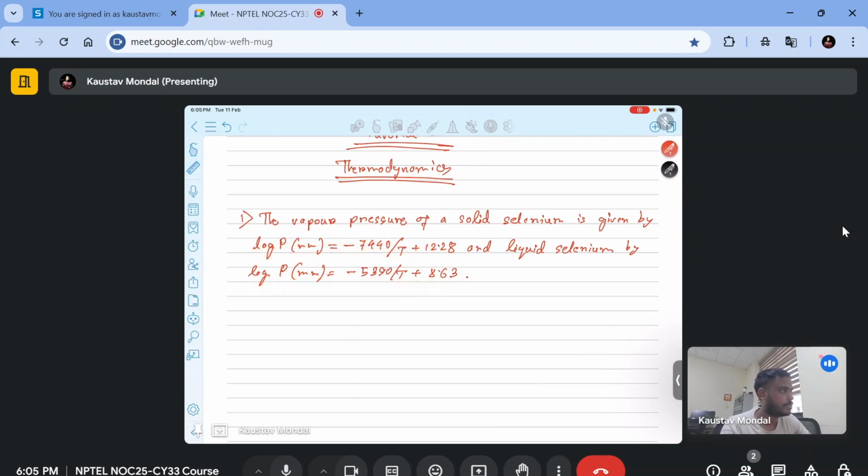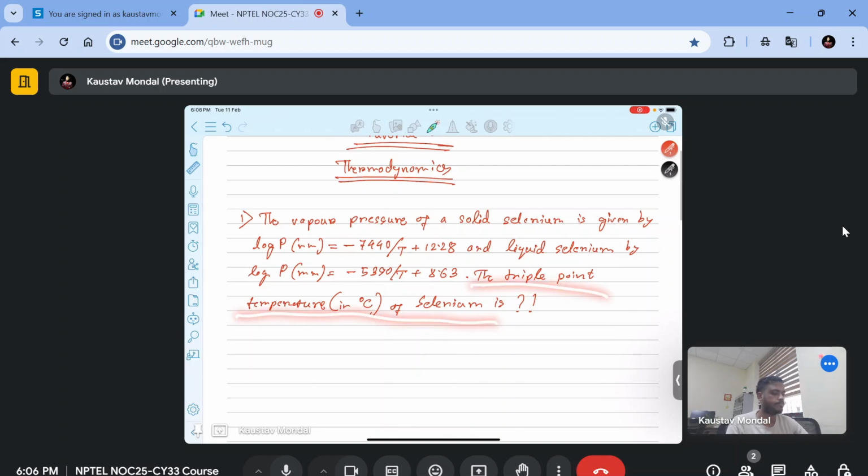Now you have been asked to find out the triple point temperature, in degrees centigrade, of selenium. So the vapor pressure at solid state and liquid state is given here. With this information in hand, we have to calculate the triple point temperature of the selenium.